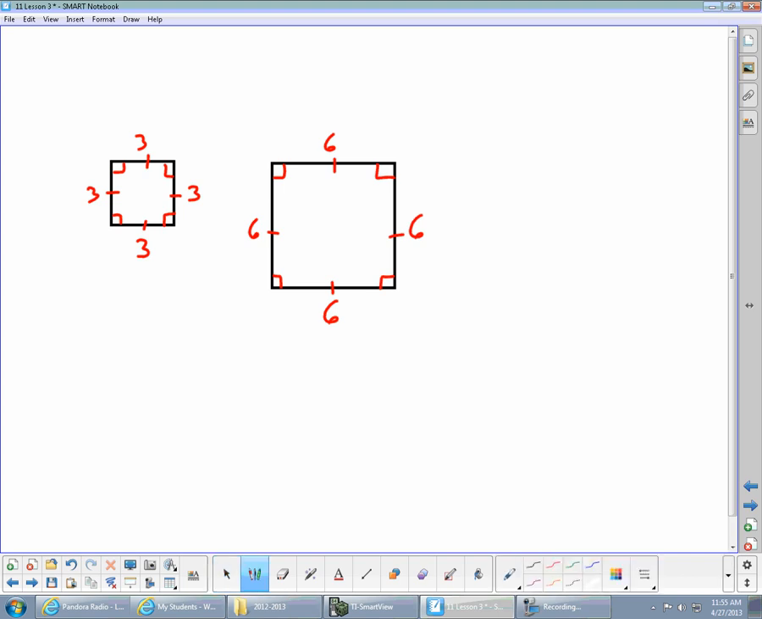If we find the perimeter of this first, well, actually, let's talk about the ratio of their sides. The ratio of the sides would be a 3 to 6 ratio, which reduces to 1 to 2, just twice as big, as we've already talked about.